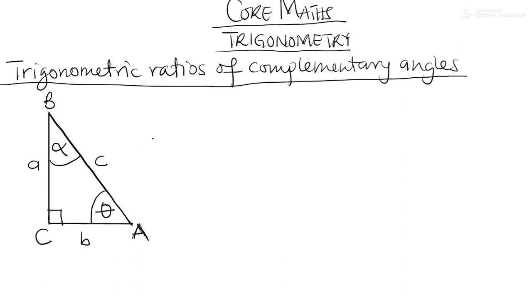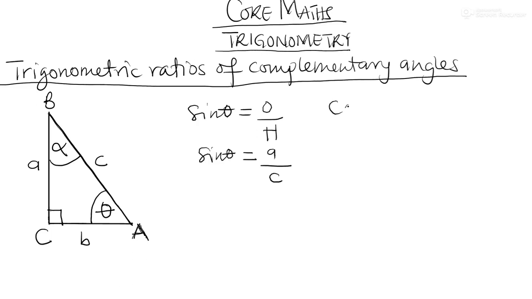Let's find sine theta. So sine theta, we know that sine is always what? Opposite over hypotenuse. So per our right angle triangle, the opposite is what? A. And then the hypotenuse is what? C. So it means that sine theta is what? A over C. Okay, sine theta is A over C. Good.